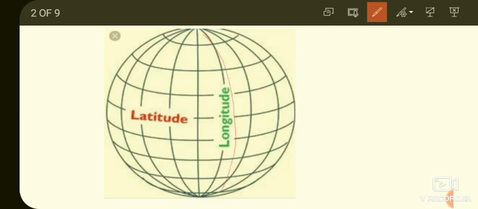So out of many longitudinal lines, one longitudinal line is the prime meridian. This middle longitudinal line is known as the prime meridian, whose degree is 0 degree. The prime meridian is a longitudinal line that divides the earth into two equal halves.